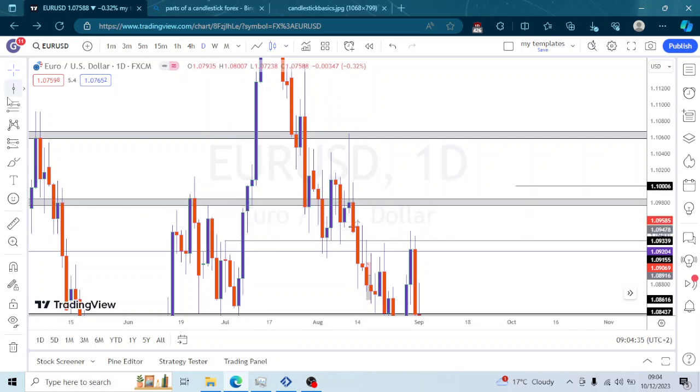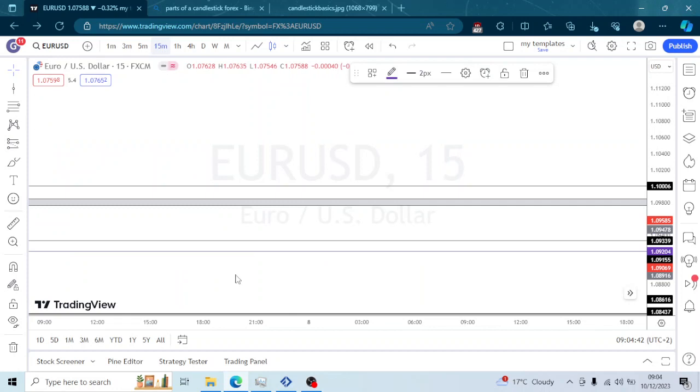This is when top-down analysis comes in, and this is when you step down into the lower time frame, whether it's the 1-hour time frame or the 15-minute time frame. That's 10 July, right? I think it's 10 July.